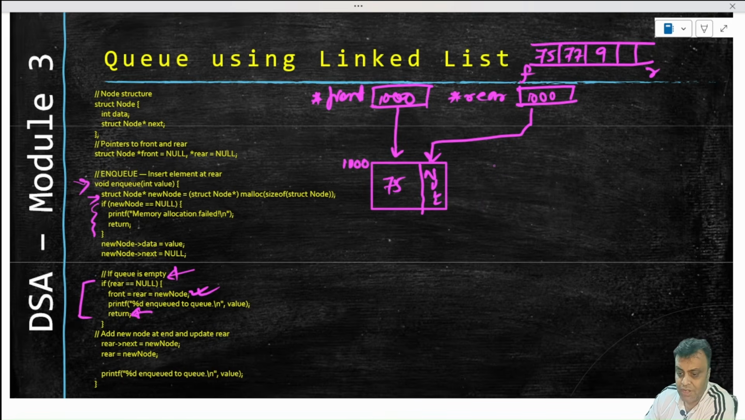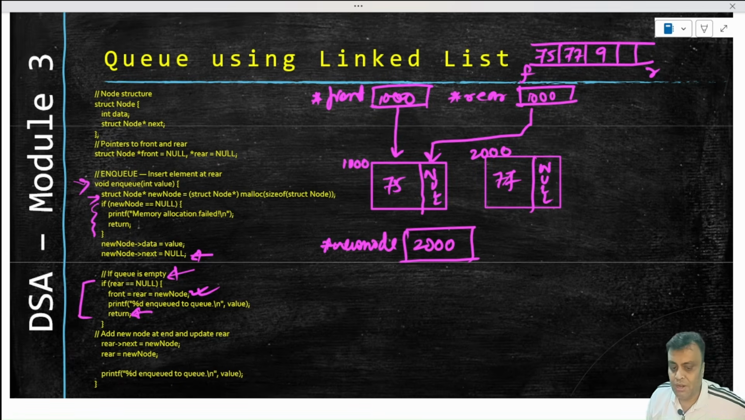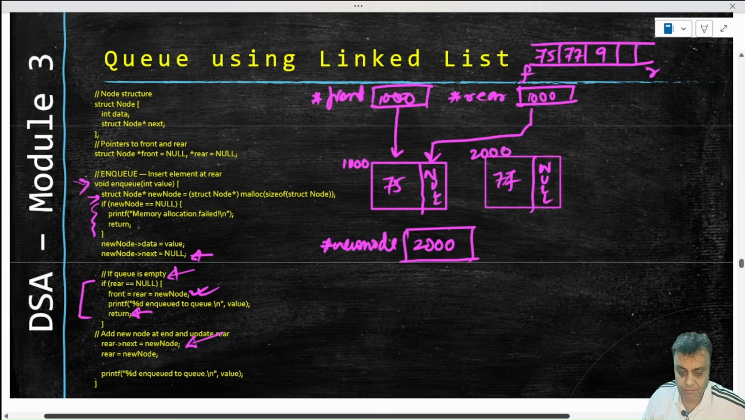So when we enqueue 77, malloc will give us a space. When malloc gives us a space for 77, we will say that there will be a new node, and this new node will have the new address, and 77 should be having null here. Why? Just this line, right? 77 will have null here. The queue is not empty, so now we are here. Queue is not empty. So what should happen?